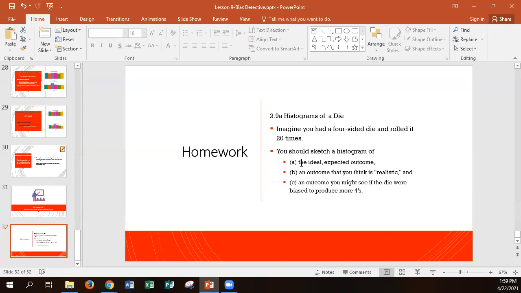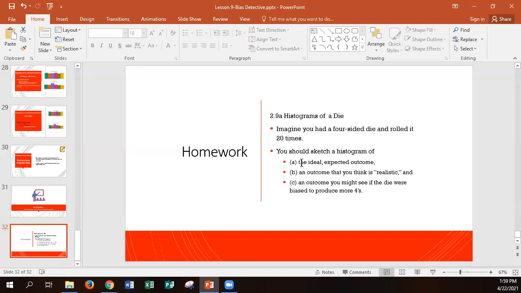And then sketch an outcome that's realistic. So obviously we know that we don't always get the ideal, right? We don't always get the same amount for every number. There's definitely variability. And for this one, I suggested one of your classmates, Dario, said that he used a D&D dice simulator because D&D, they have a 4-sided die. So he just went on there, he found that, and he rolled that die 20 times, and he used that as his realistic situation.